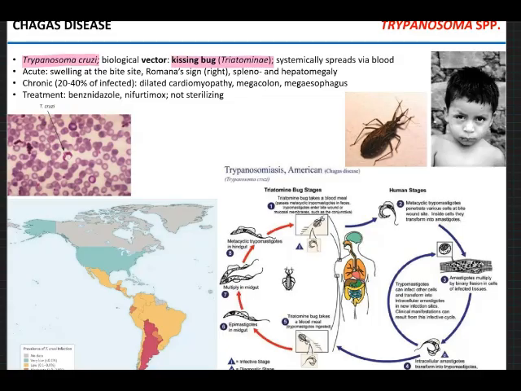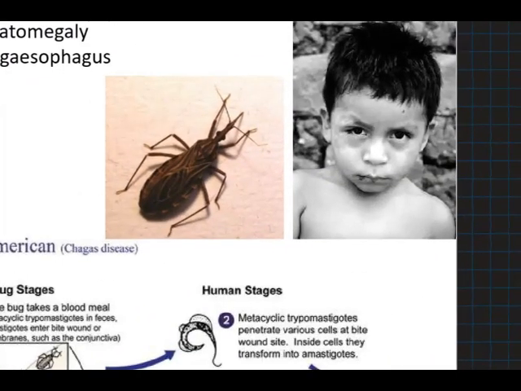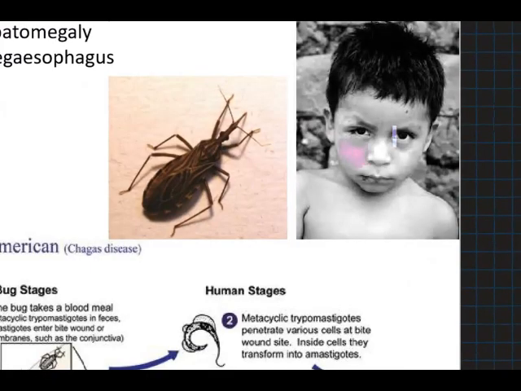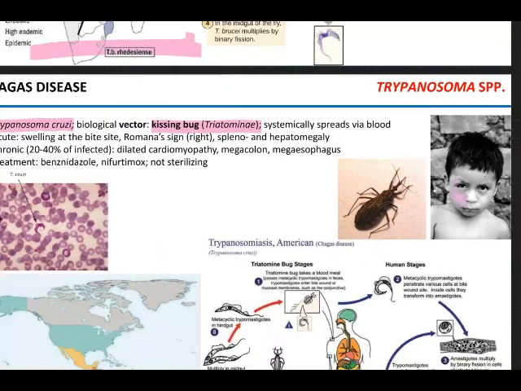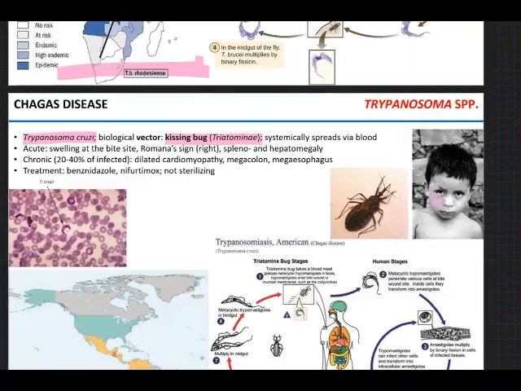When the person wakes up, the bug poop irritates the wound, so the person starts scratching it, effectively rubbing Trypanosoma into the blood. Okay, so like this kid here, you see the enlarged cheek? That's a Romana's sign. It means that this kid was bitten at the right lateral commissure. So then the microorganism spreads pretty much just like the other Trypanosoma, systemically.